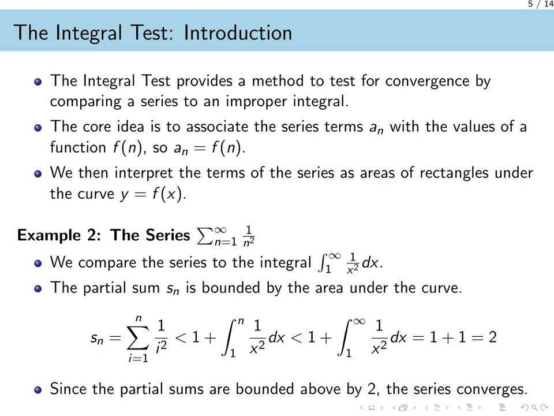As the diagram on the slide illustrates, the partial sum is the total area of the rectangles. This area is bounded above by the area of the first rectangle, which is 1, plus the area under the curve from x equals 1 to infinity. We know from our study of improper integrals that the integral of 1 over x squared from 1 to infinity converges to a value of 1. Therefore, any partial sum of the series will be less than 1 plus 1, which equals 2. Because the sequence of partial sums is increasing and is always less than 2, the series must converge.